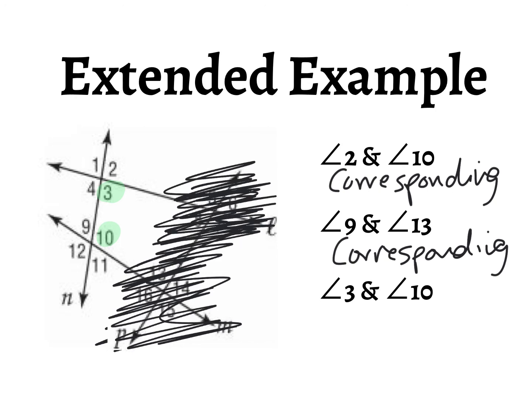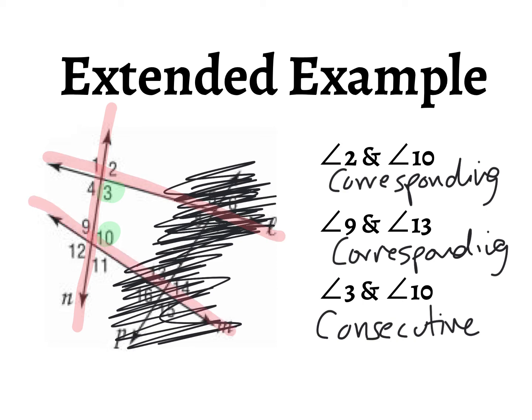Notice how 3 and 10 are both on the same side. So they're both on the same side of this transversal. And they're both inside. So same side, inside. That is consecutive interior angles. Consecutive means same side. And since 3 and 10 are both inside the two lines, L and M, right, if we look at these two lines, 3 and 10 are inside the two lines, so consecutive interior.